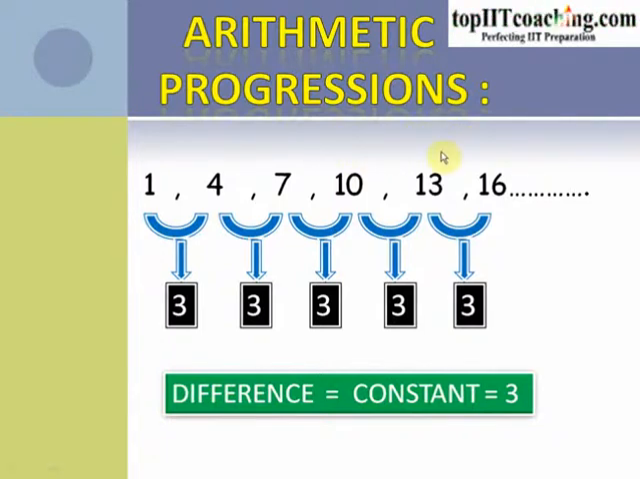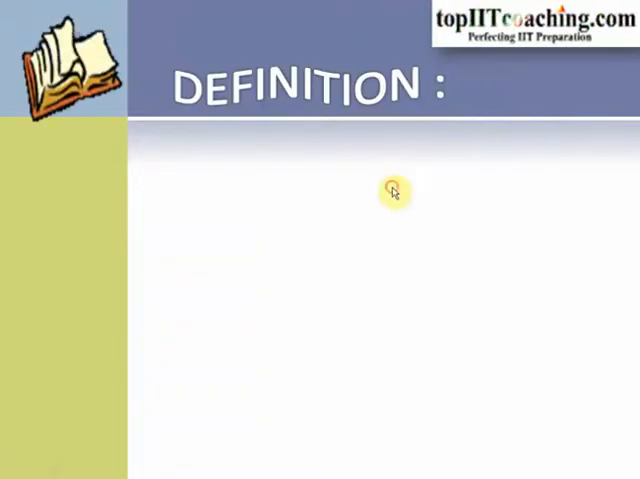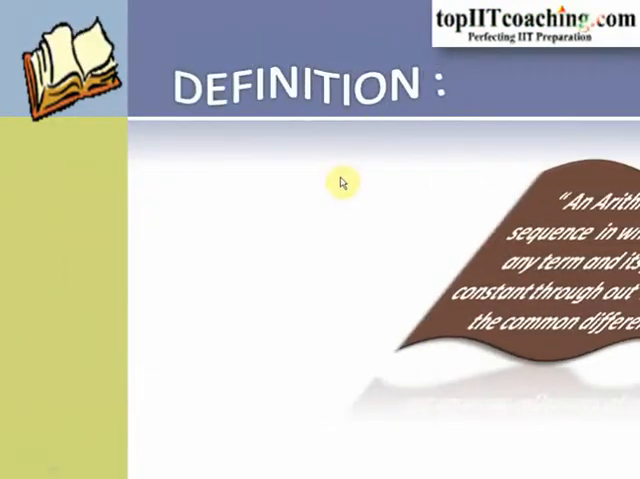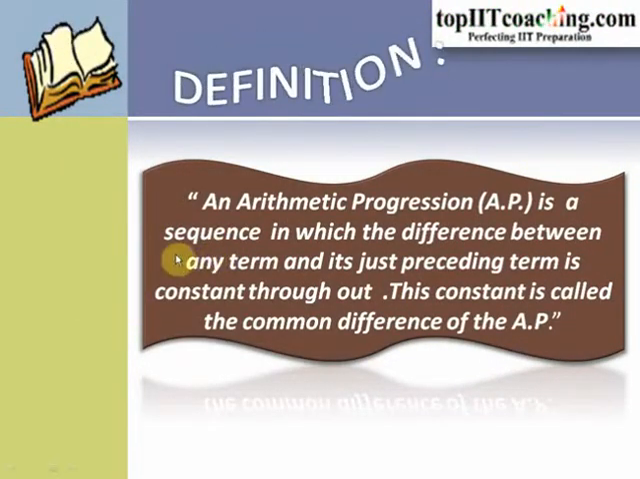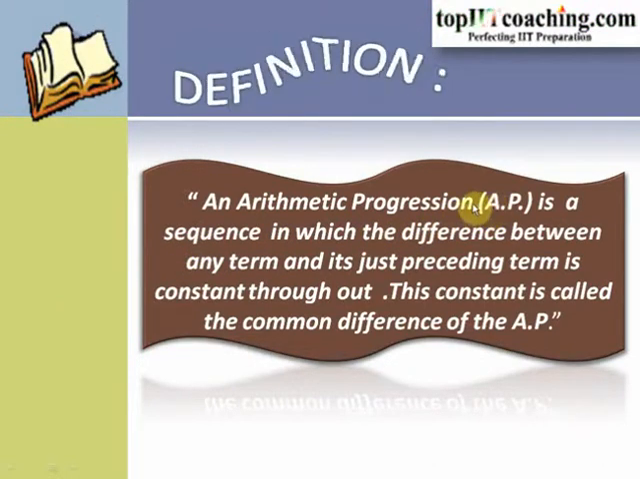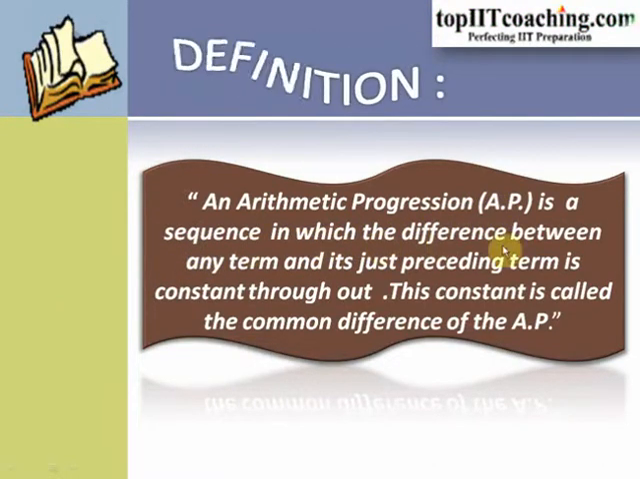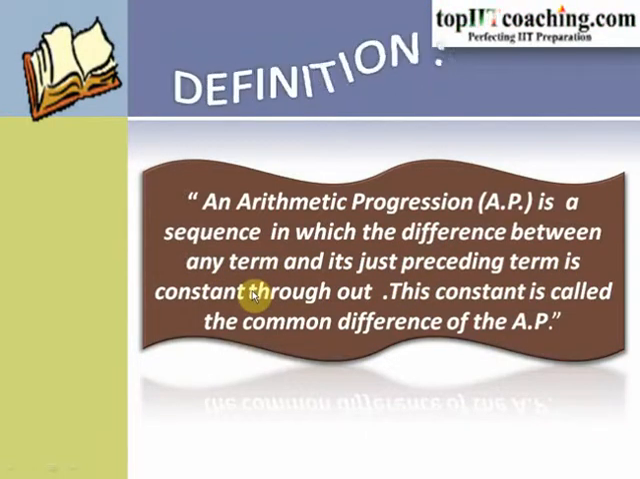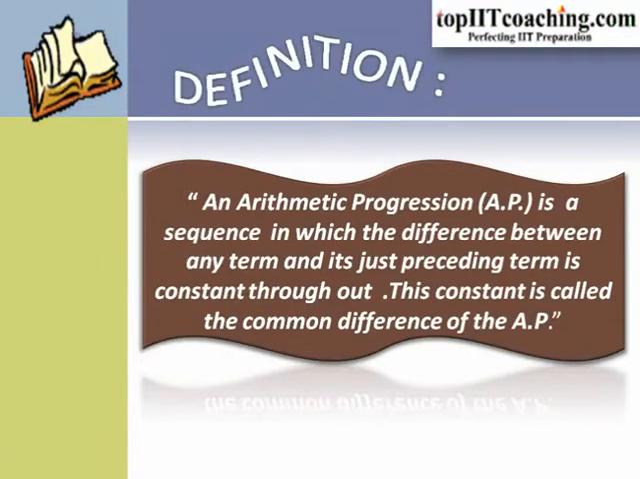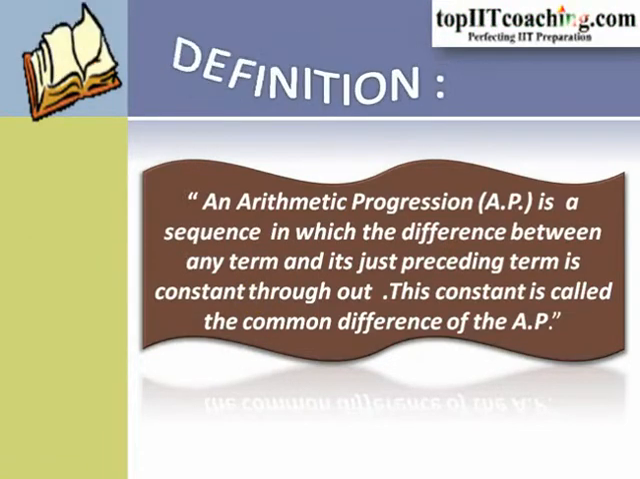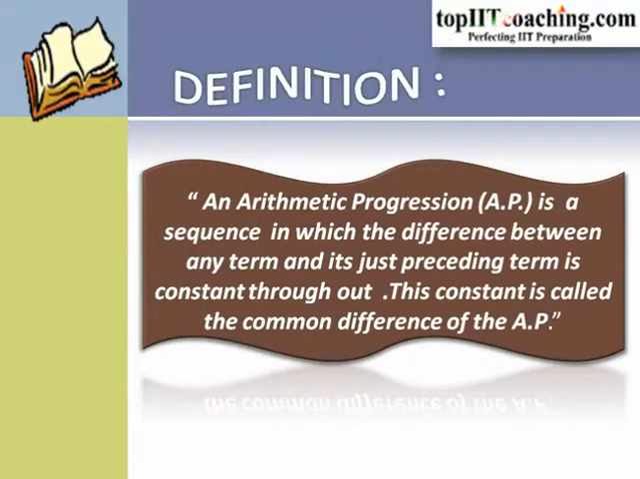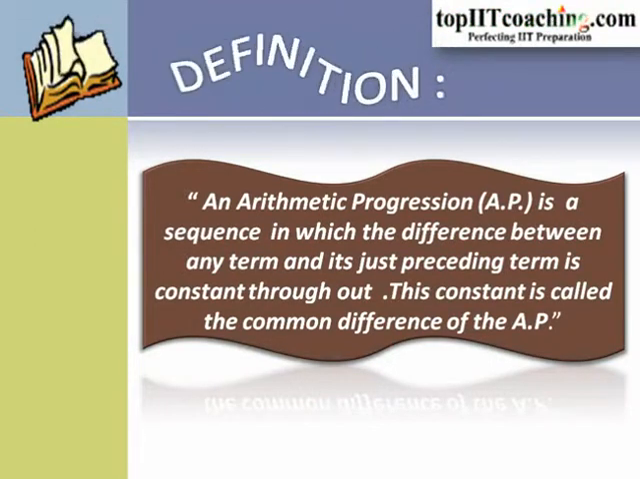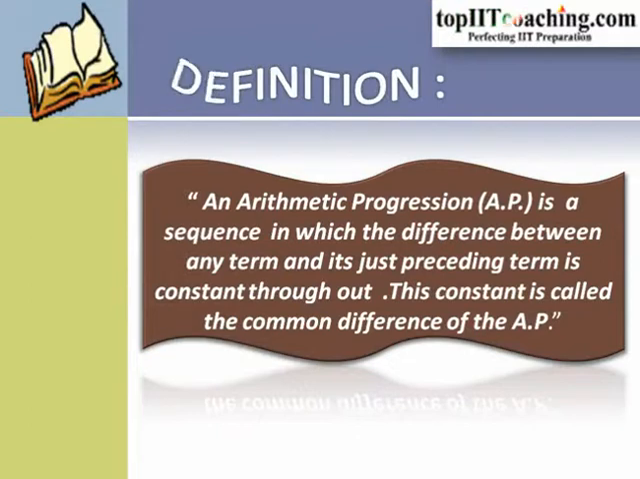Now we have seen two examples of arithmetic progressions, but let's look at the proper definition. An arithmetic progression, or AP for short, is a sequence in which the difference between any term and its just preceding term is constant throughout. This constant difference is called the common difference of the AP.